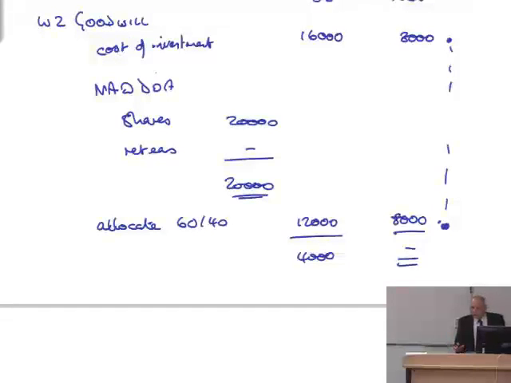So if it says that the NCI is on a proportionate basis, the value of their investment is the same as their share of the net assets, and therefore there is no goodwill. And therefore any impairment is entirely ours. Nothing will be charged against the NCI. All right, now we can start writing it down.